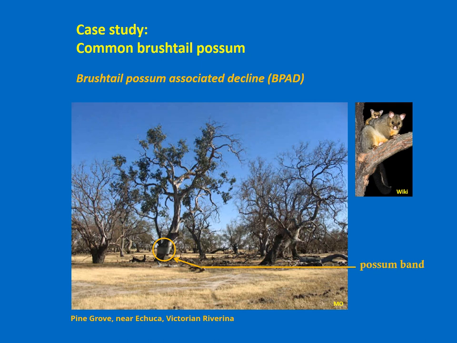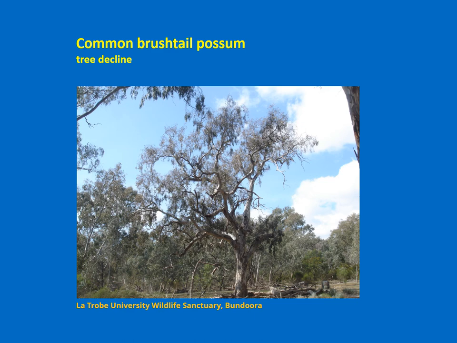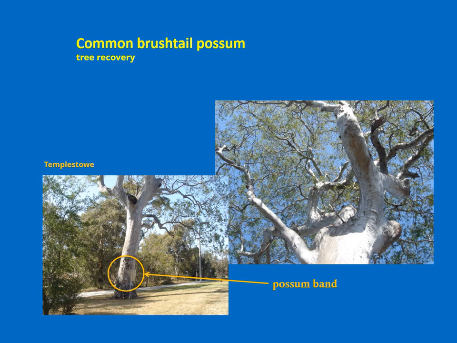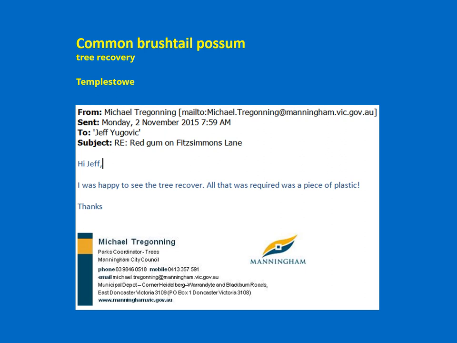At La Trobe Uni Wildlife Sanctuary, of which I am a co-author of the management plan, we saved the two large red gums with possum bands there. I saved a tree at Templestowe on Fitzsimmons Lane. You may know the giant tree there. It was about to be cut down by the council, and Michael Trigonin has commented that all it required was a piece of plastic. It is quite a buzz to save a 200-year-old tree with a piece of plastic.